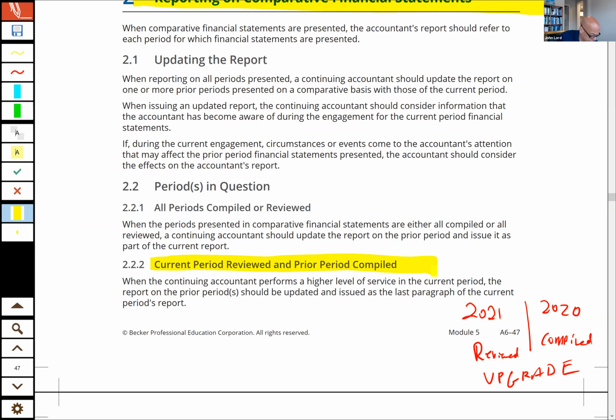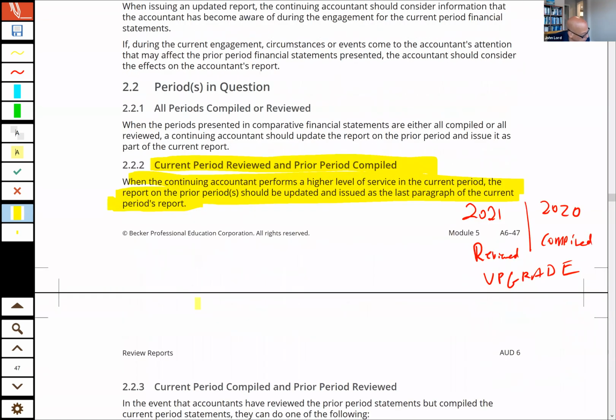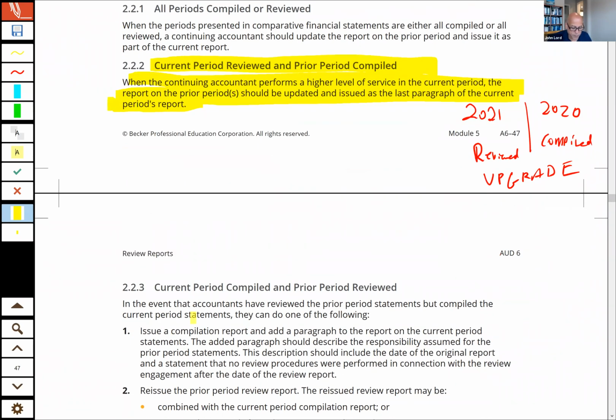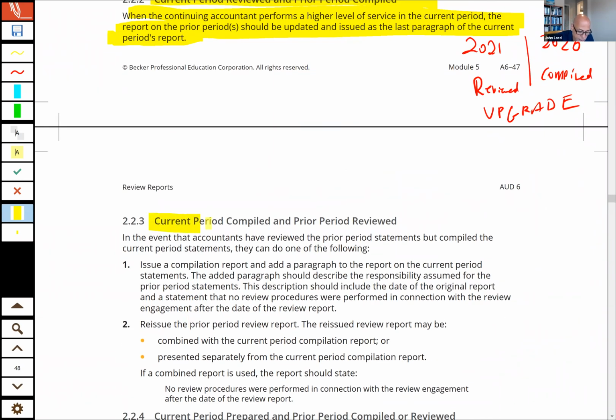So if that's the case, we will have to put in our report as our last paragraph, we'll say, hey, by the way, here's the review report for 2021, and we did a compilation in 2020. So we'll just add a paragraph down there that tells them we simply compiled 2020. Okay. Now, where most of the questions tend to focus is what happens if we have a downgraded service.